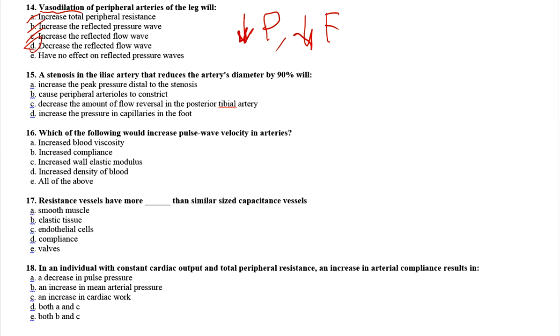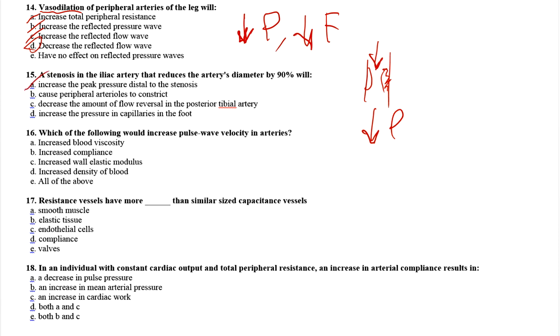Okay, number 15, a stenosis in the iliac artery that reduces the artery's diameter by 90%. If you remember, we've got a stenosis here in the iliac artery. Here's our stenosis, so blood's going this way. Will it increase the peak pressure distal to the stenosis? No. Beyond the stenosis, pressure goes down, so we can knock that one out.